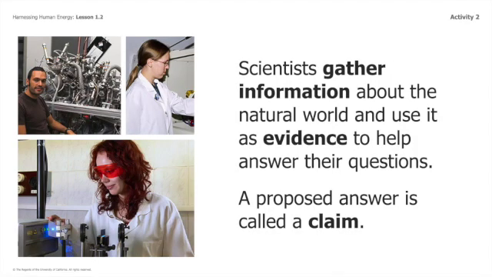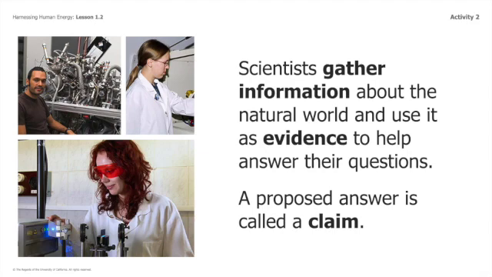Science gathers information about the natural world and uses it as evidence. Here's a key connection: information is evidence to help answer their questions. A proposed answer is called a claim. Another connection: answer, claim. So right now we have two portions of the CER. The claim is the answer, and information is the evidence. So we're missing only one part, which is the reasoning.